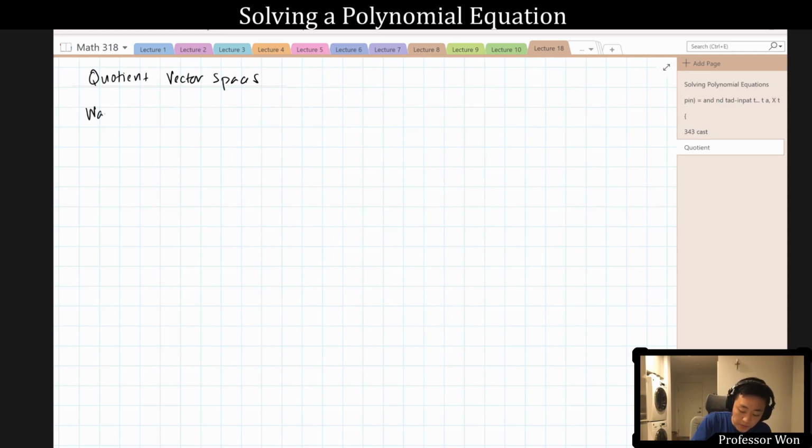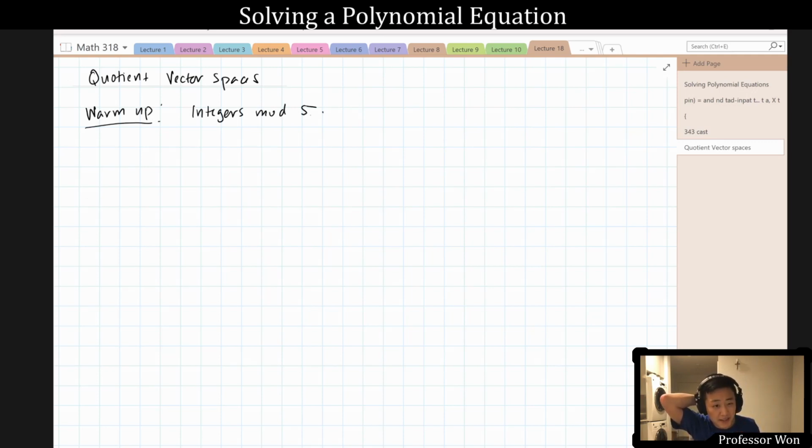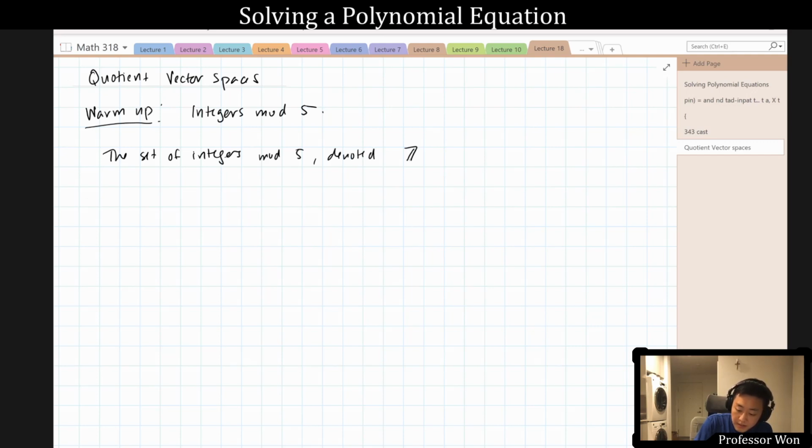Okay, and the warm-up is a good one because it's one that hopefully we're all familiar with, whether we took 300 or we took CS classes, which is the integers mod 5. And we'll see that we can do something similar for vector spaces, and then we can do something similar for the polynomial ring in one variable, R adjoin X. Okay, and the point is that the set of integers mod 5 contains 5 elements, right? So the set of integers mod 5, denoted usually like this, Z mod 5.